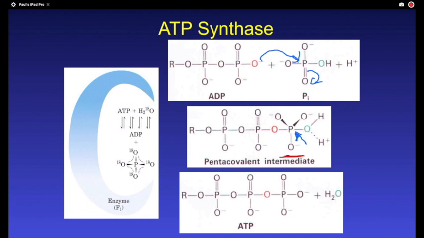So, you have to mix how many orbitals to create 5 bonding pairs? You have to mix the S, right? And all 3 P's, right? And 1 D. It is sp3d hybridized.